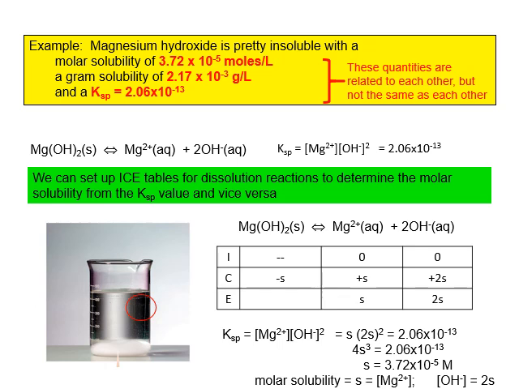S is the molar solubility. It's the moles of magnesium hydroxide that dissolved. S is also equal to the concentration of magnesium 2+ ions that will be in solution. But because of the 2 coefficient for hydroxide, the concentration of hydroxide ion in solution will be equal to 2S.